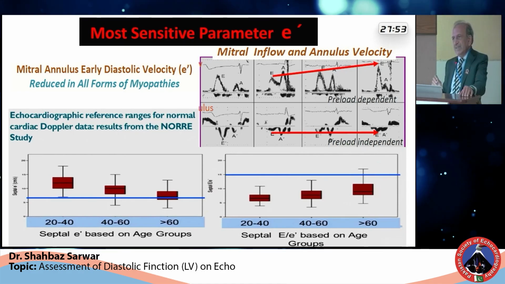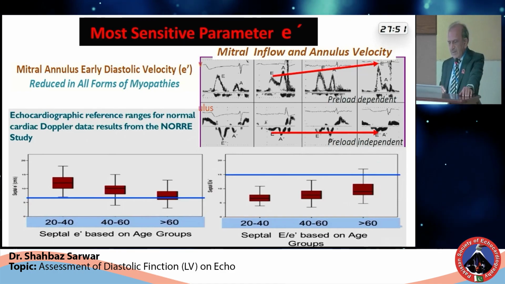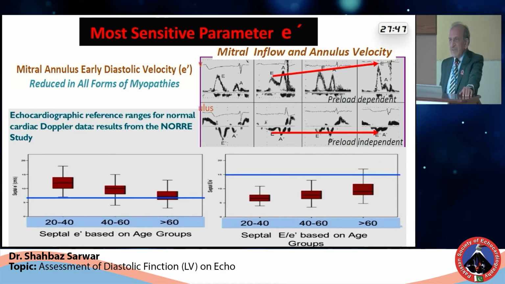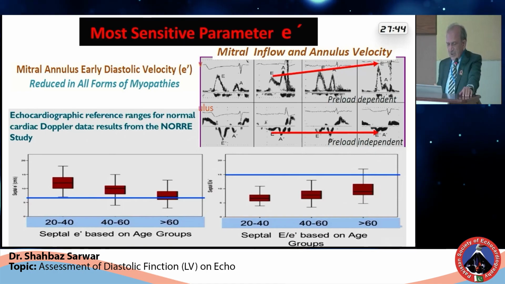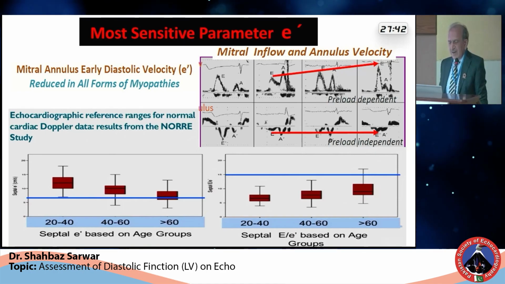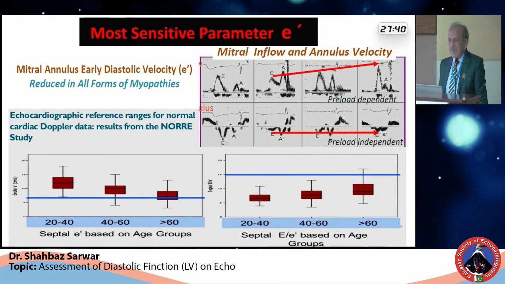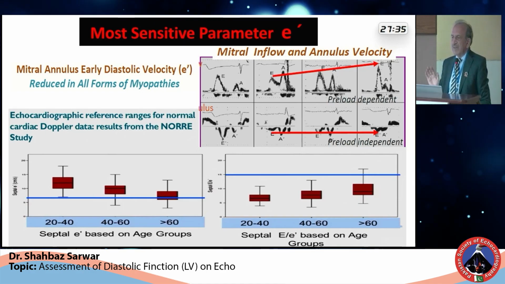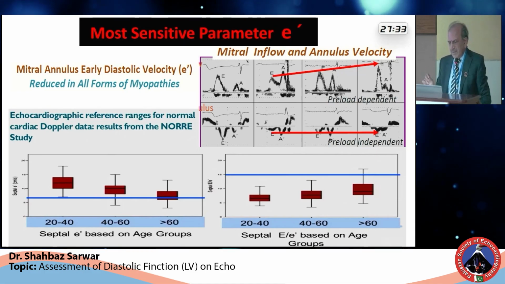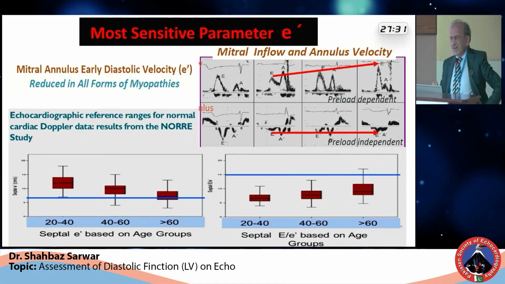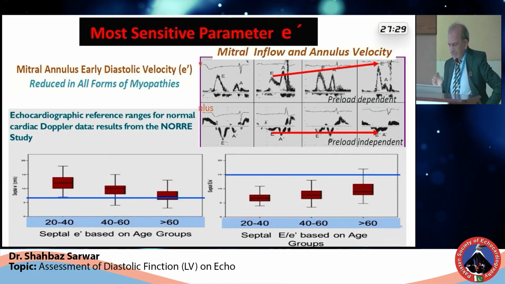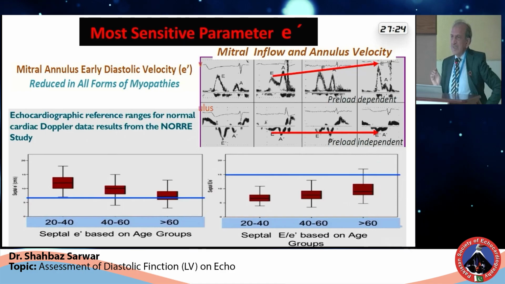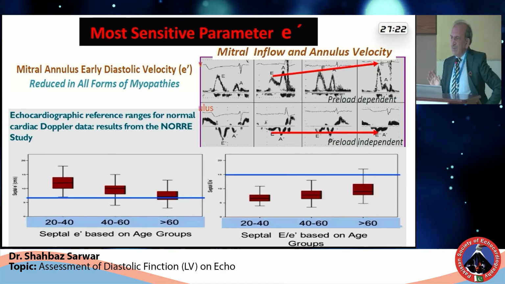there are some parameters which are very sensitive and some which are very specific. And E prime is the most sensitive parameter when we are describing the diastology. Mitral annular early diastolic velocity, or E prime, is reduced in all forms of myopathies. We have to remember that. There are a couple of caveats there, like left bundle branch block or other things, but in all forms of myopathies E prime is reduced, so we have to remember that.